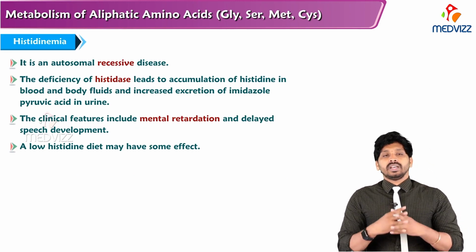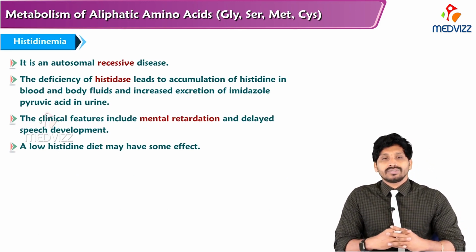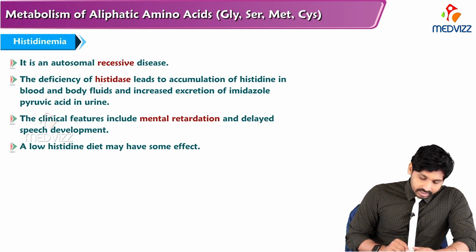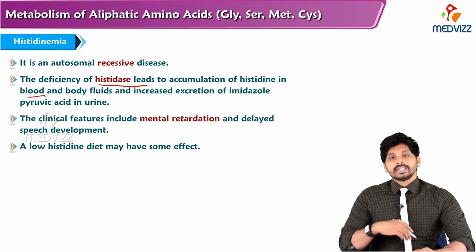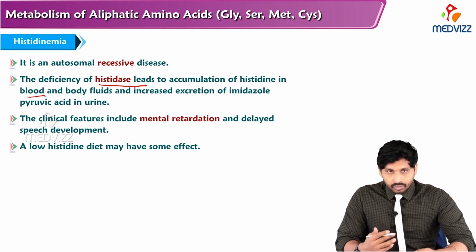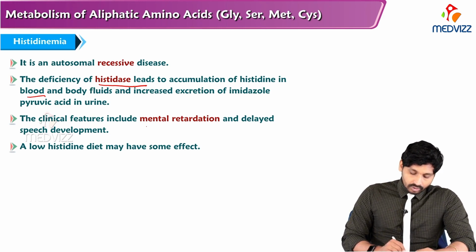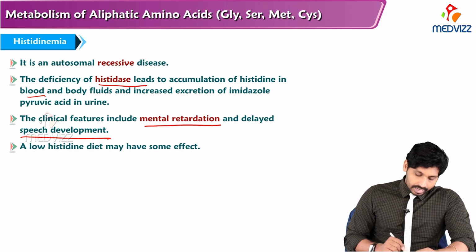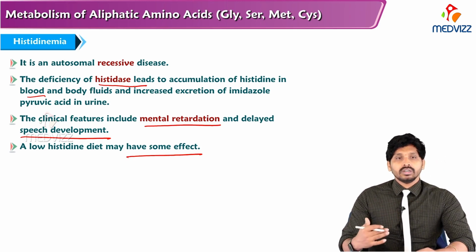Histidinemia. What is histidinemia? There is excessive accumulation of histidine in the blood. It is an autosomal recessive disease. The deficiency of histidase leads to accumulation of histidine in blood and body fluids and increased excretion of imidazole pyruvic acid in the urine. The clinical features include mental retardation and delayed speech development. A low histidine diet may have some effect in improving the condition.